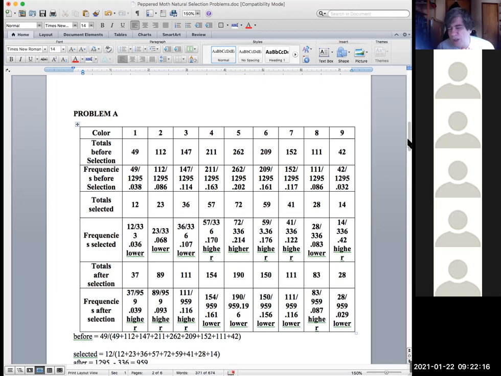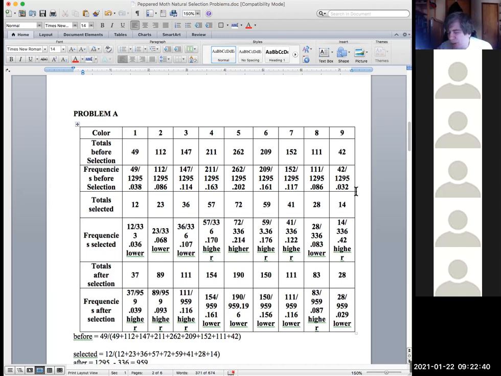Now, if it had been moths towards the middle, if it was 3, 4, 5, 6 that had a lower chance to survive, that would be disruptive selection. If the two ends are more likely to survive and the middle is less likely. If it was stabilizing, moths at both ends would be lower in terms of their survival possibilities.